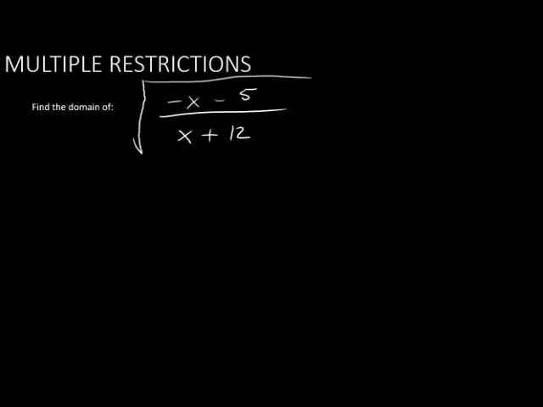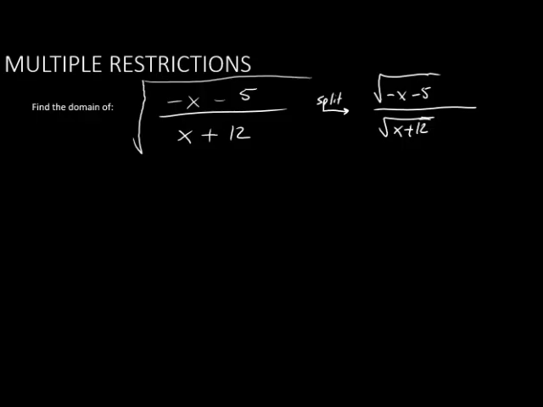Here we'll do one last domain problem that has a rather unusual case. Here we have a fraction inside of a root. To start off, the best thing to do is to split this into two roots. That just means we'll have a fraction which has root negative x minus 5 on top and root x plus 12 on the bottom.